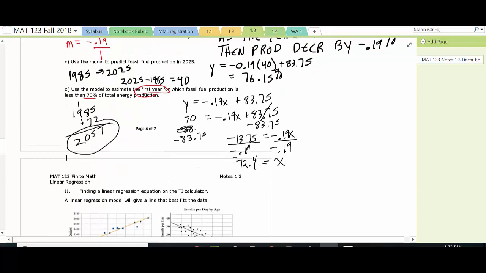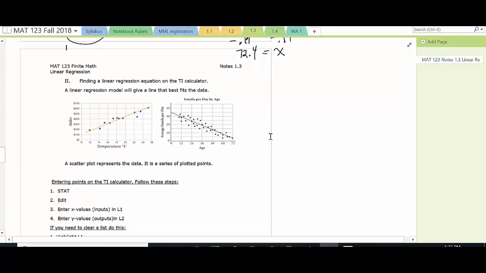So get your calculator out. If you didn't bring one, you probably need to start bringing one, because every class we're going to be using it a lot. These are two examples of linear regression, where you have a line. When you start collecting data, it generally makes a line. It's not perfect, the data is kind of scattered.